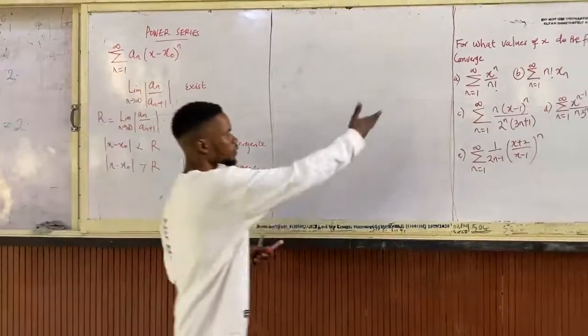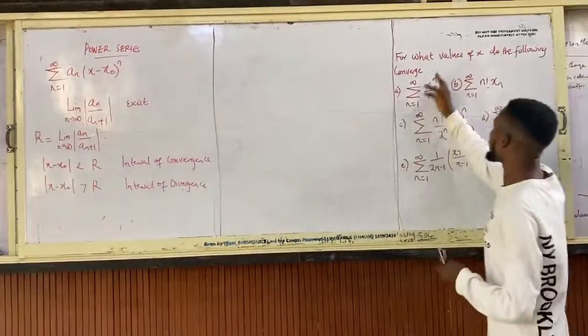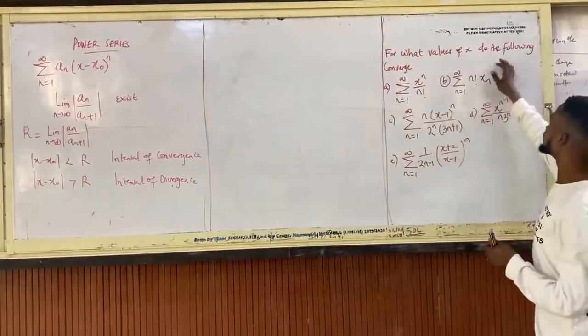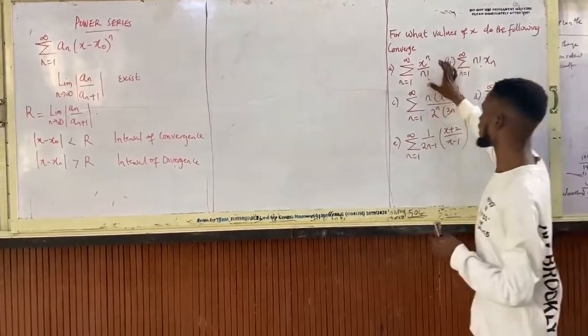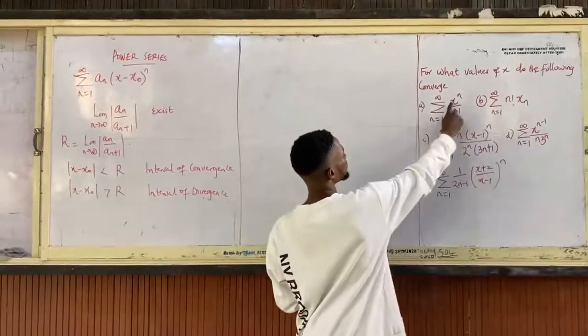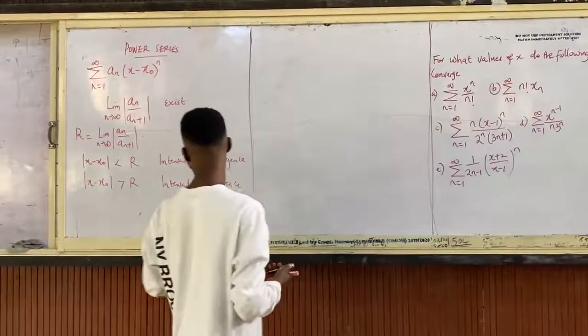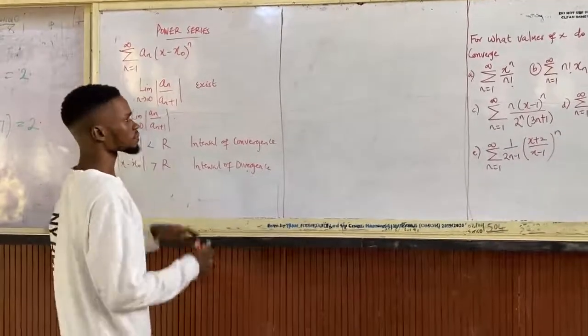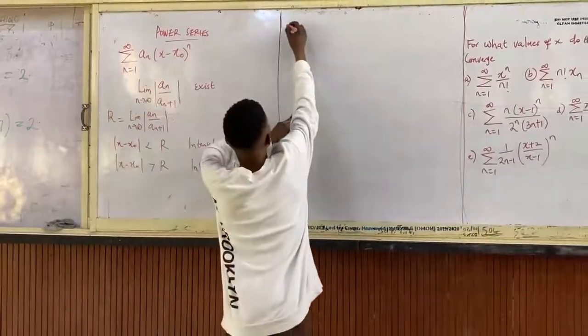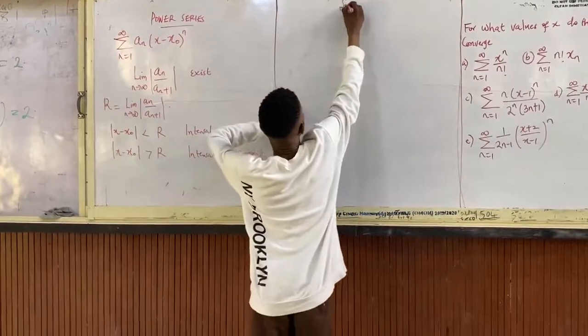Now let's look at these questions that we have here. For what values of x do the following converge? For this series to converge, the absolute value of x here should be less than the radius of convergence, which is r. Now, the solution.